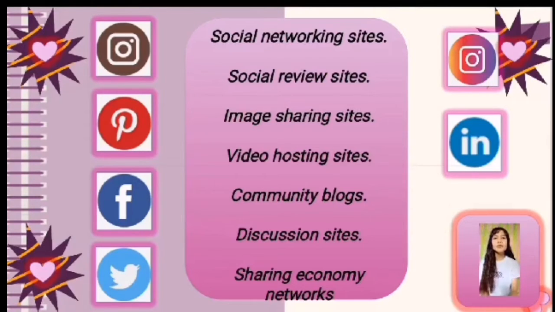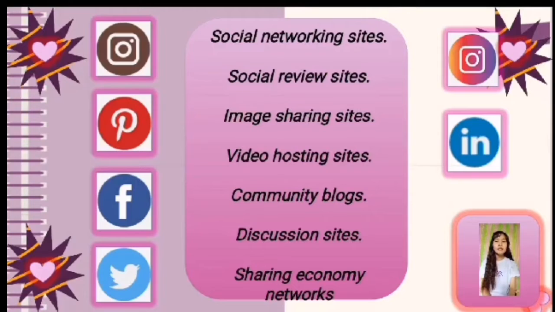Community blogs. Community blogs are predominantly websites where many authors can post journal entries on a single space, and where people can respond by commenting on posts to the community blog. Discussion sites. A discussion forum is a website where people can gather to have discussion about a specific topic.